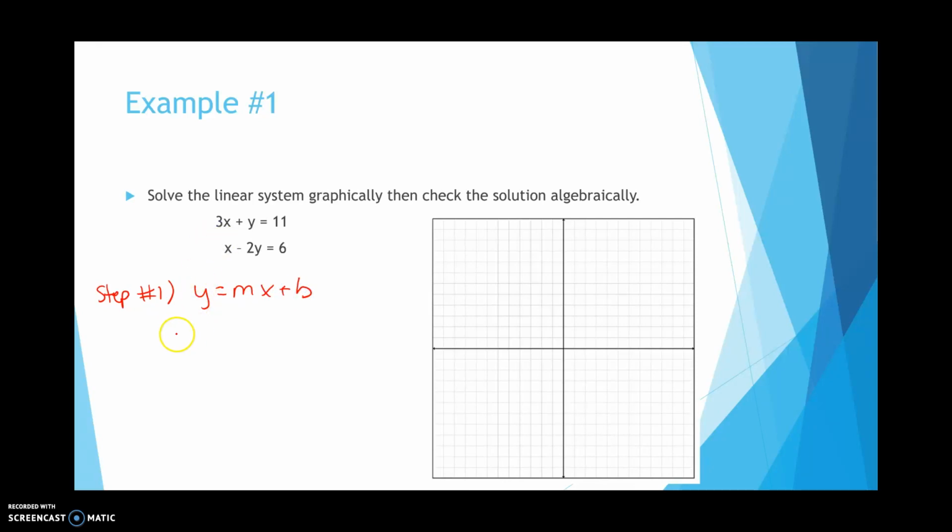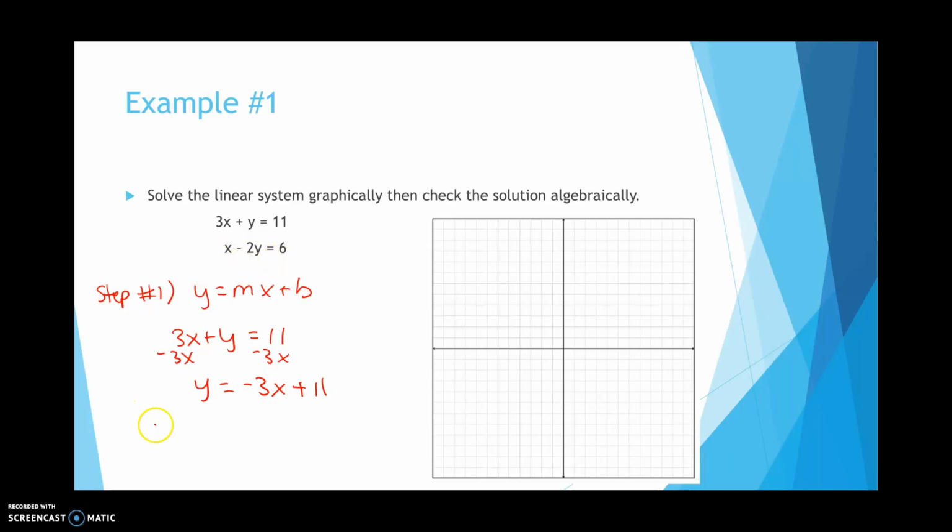For the first one, 3x plus y equals 11, I'm going to subtract the 3x from both sides. So what I have is y equals negative 3x plus 11.